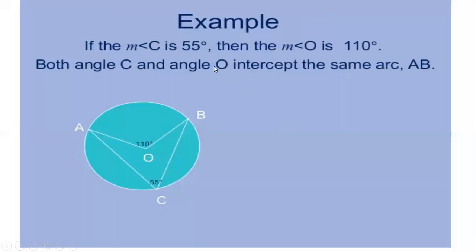Looking at another example here, if this angle is 110 degrees, then this angle has to be half of 110 degrees, which is 55 degrees. So if you're given this, then this will be twice this one. This is x, this will be 2x, according to the circle properties.